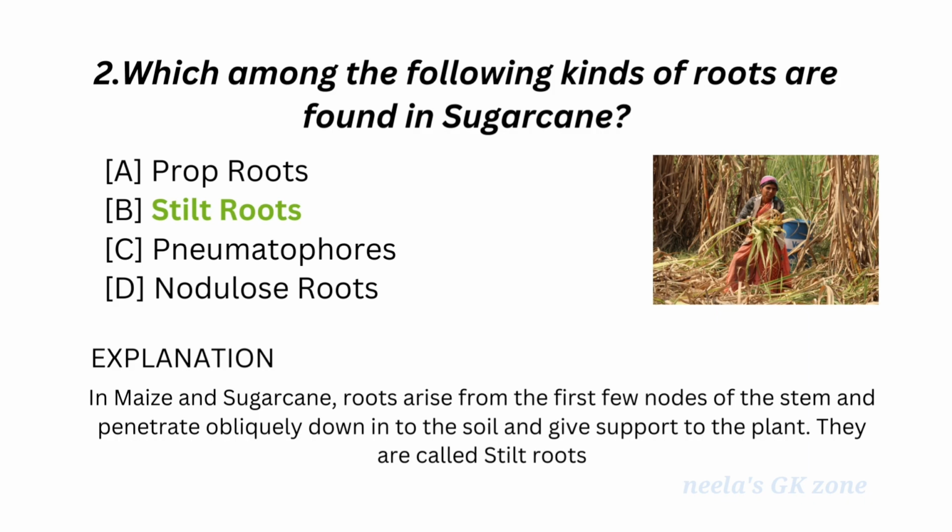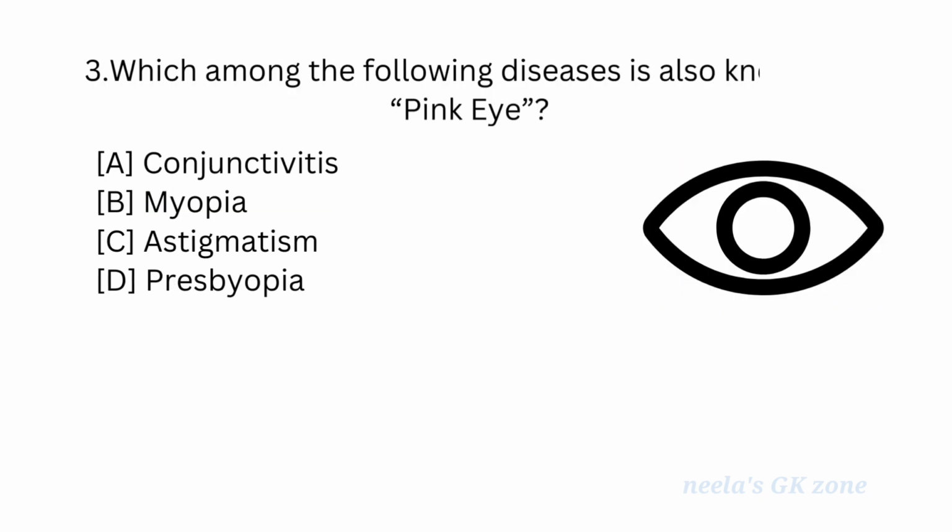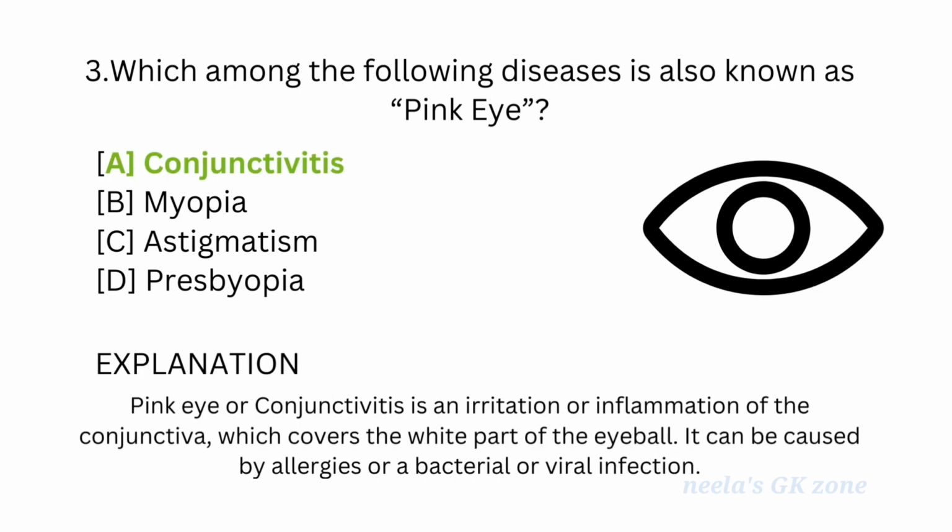And the next question, which among the following diseases is also known as pink eye? Conjunctivitis, myopia, astigmatism, presbyopia. And the answer is conjunctivitis. And the explanation is pink eye, or conjunctivitis, is an irritation or inflammation of the conjunctiva, which covers the white part of the eyeball. It can be caused by allergies or bacterial or viral infections.